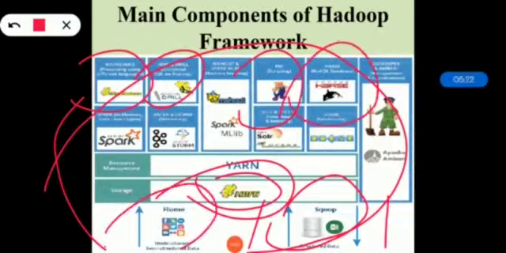Then the Zookeeper is a centralized system for maintaining the configuration information, naming and providing the distributed synchronization and group services. So these are the main components that are used for the Hadoop framework. Now in the next section we will see how we can analyze the big data with Hadoop. Thank you.